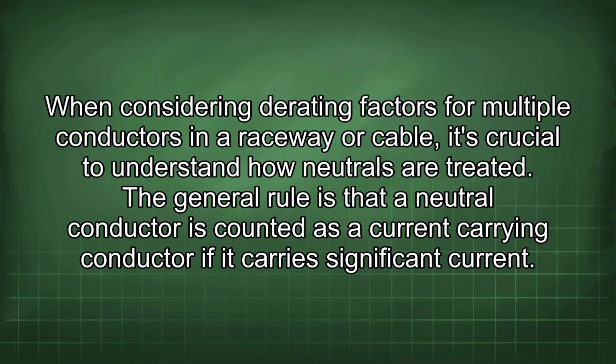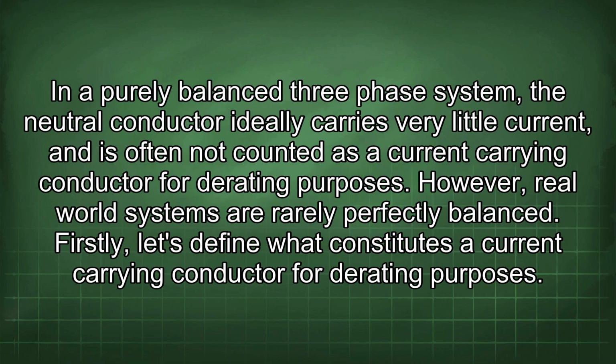When considering derating factors for multiple conductors in a raceway or cable, it's crucial to understand how neutrals are treated. The general rule is that a neutral conductor is counted as a current-carrying conductor if it carries significant current. In a purely balanced three-phase system, the neutral conductor ideally carries very little current, and is often not counted as a current-carrying conductor for derating purposes. However, real-world systems are rarely perfectly balanced.